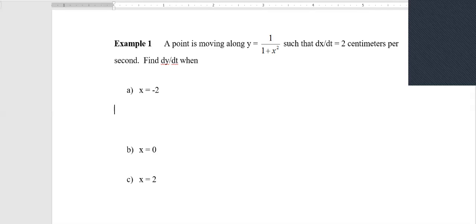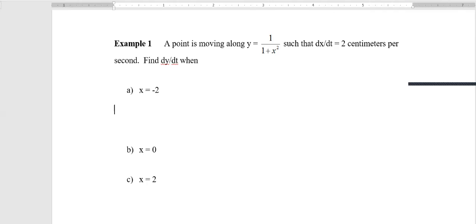All right, let's look at some applications here. Okay, we have a point moving along this curve, and we know that x, with respect to t, is changing at 2 centimeters per second. We want to find how y is changing with respect to time when x is -2. So we need to find dy/dt, so we'll start right into this function here.